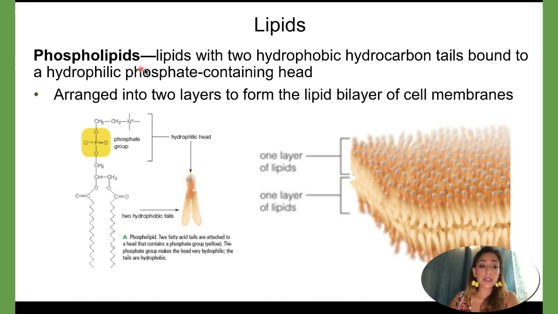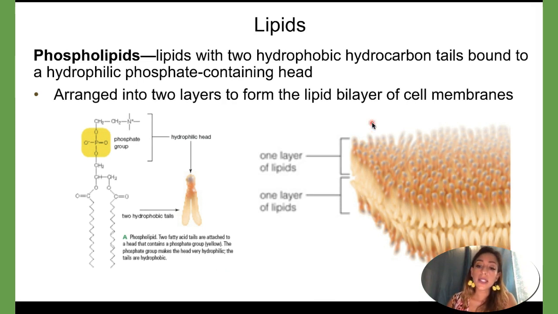So phospholipids, okay, are lipids with two hydrophobic hydrocarbon tails bound to a hydrophilic phosphate-containing head. So that sounds like a lot, but I'm going to let you focus on the most important things, okay? So this is your cell membrane. This whole thing is kind of doing a circle around your entire cell. So it's a phospholipid bilayer. The tails, which are hydrophobic, are facing each other. They're the lighter yellow areas. They're scared of water, they don't want to touch water. That's why they're facing each other.